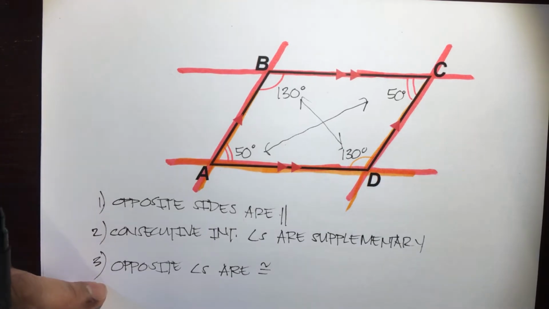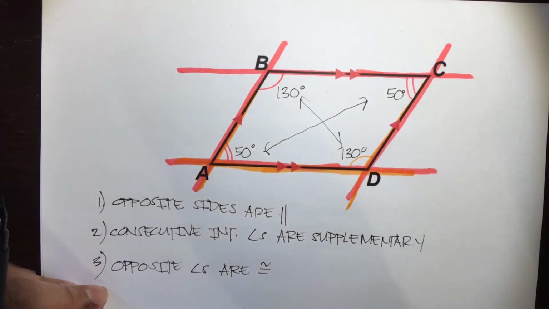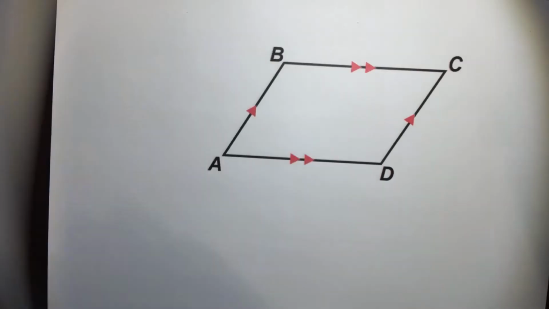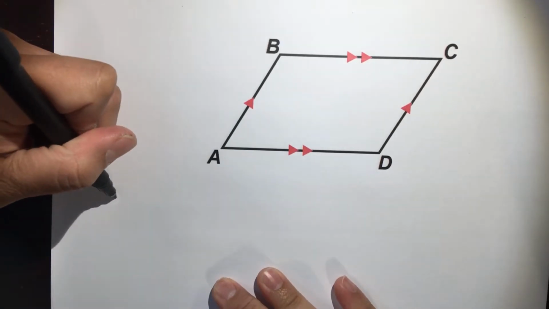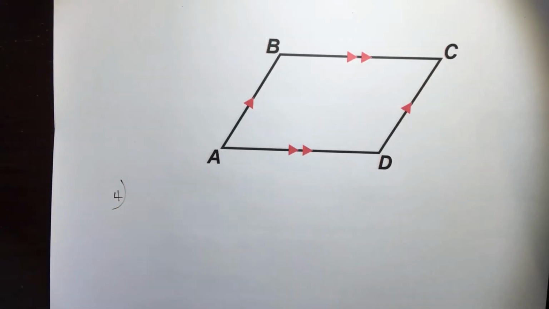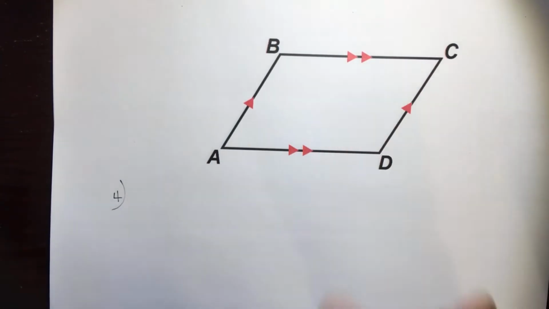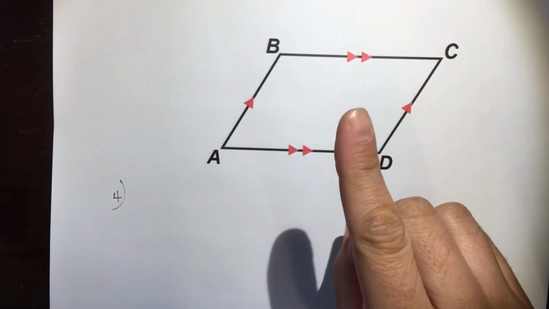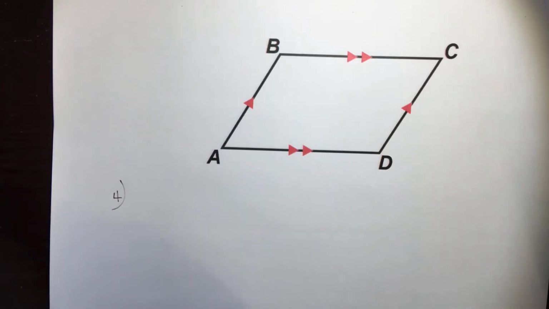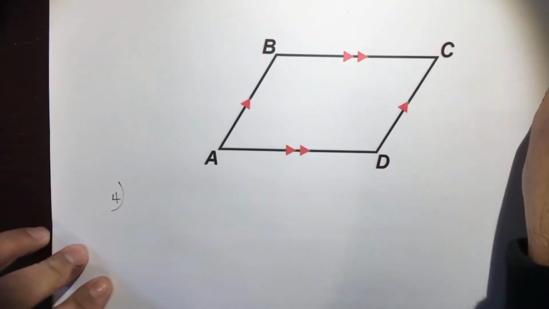All right, now for fact number 4. I'm just going to write number 4. I'm not going to write the first 3 again because you remember them. Opposite sides are parallel. Consecutive interior angles are congruent. Opposite angles are congruent. 1, 2, 3. Here's 4. Now, what we need for number 4 is our ruler.